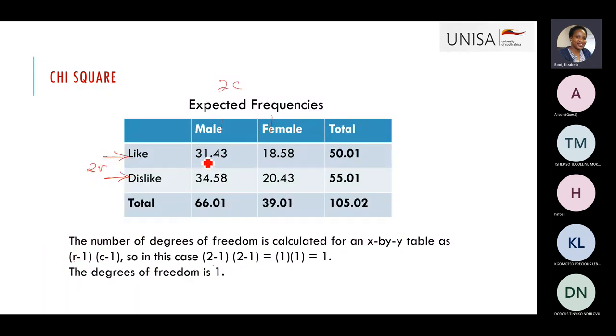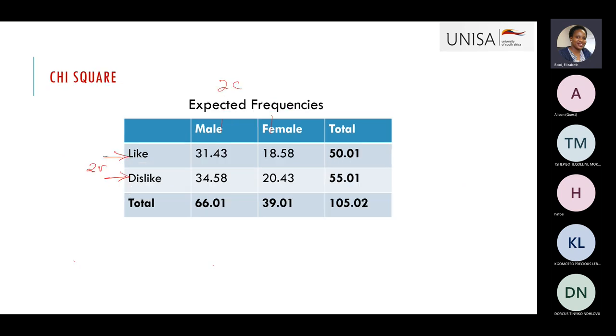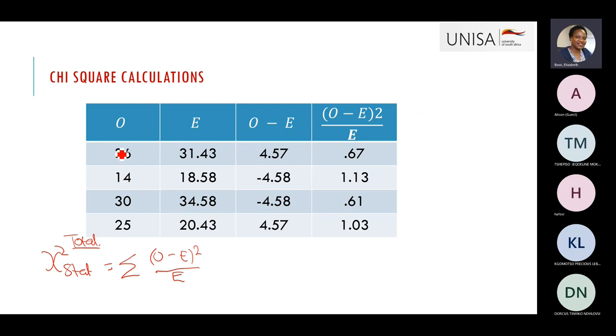If I look at the expected and the observed, remember, 36 corresponds with 31.43. 14 corresponds with 18, like that. So I can rewrite them in a row, in a column format. So our observed, 36 and 31, 14 and 30 and 34 and 25 and 33. If I add all of them, I will get 105.